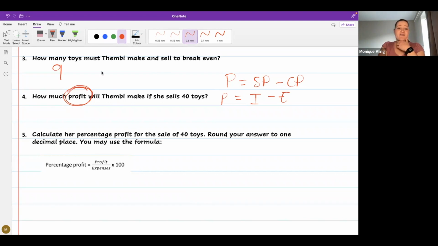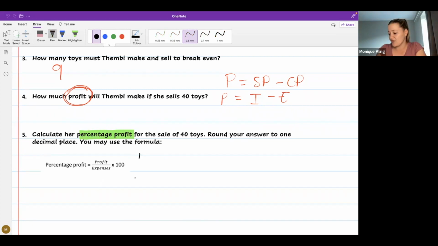So also a very common question when it comes to income and expenditure is working out the percentage profit or percentage loss. So if you had to use this formula and if you got a negative answer, that means you are making a loss. If you get a positive answer, it means that you're making a profit. Okay, so percentage profit is quite a common question.